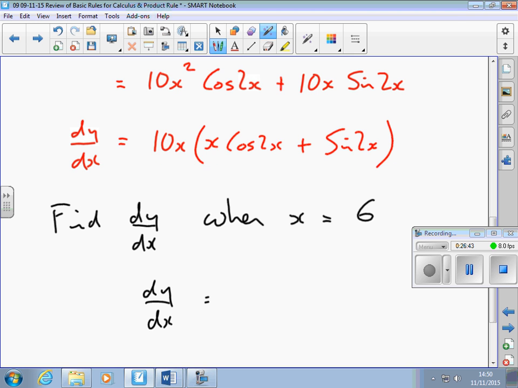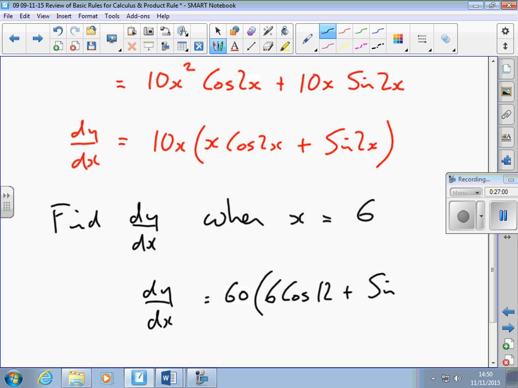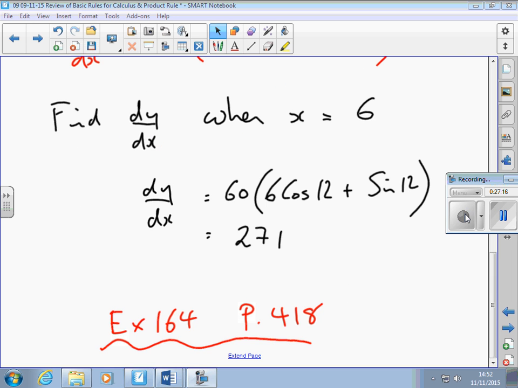So when x equals 6, dy by dx equals 10 times 6, which is 60. Well, I can do that bit. 6 cos 2x. 2 times 6 is 12, plus sine 12. And that is what I'll type into the calculator. Try not to do too many steps. Do the simple things if you can before you put it into the calculator. Now I'd get my calculator out, I'll check them in radians and then work out the answer. So 271. The gradient of this function is 271 when x equals 6.